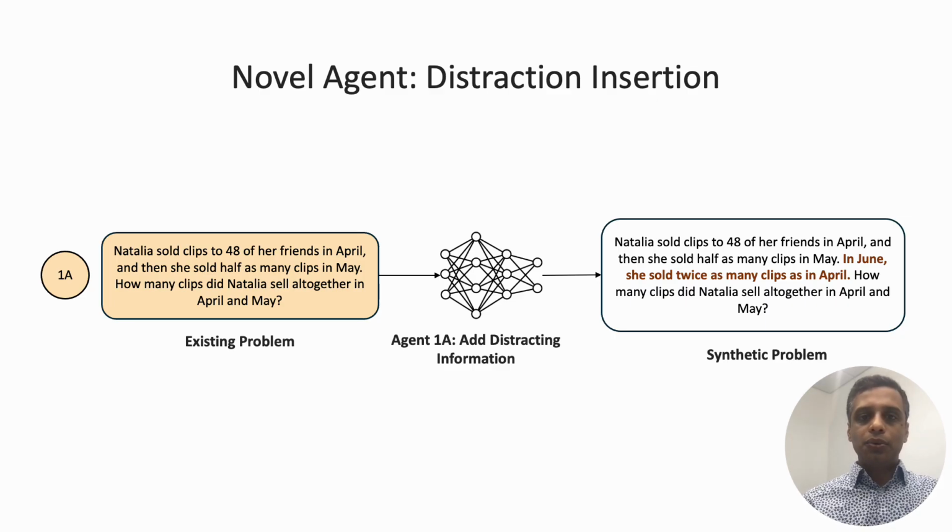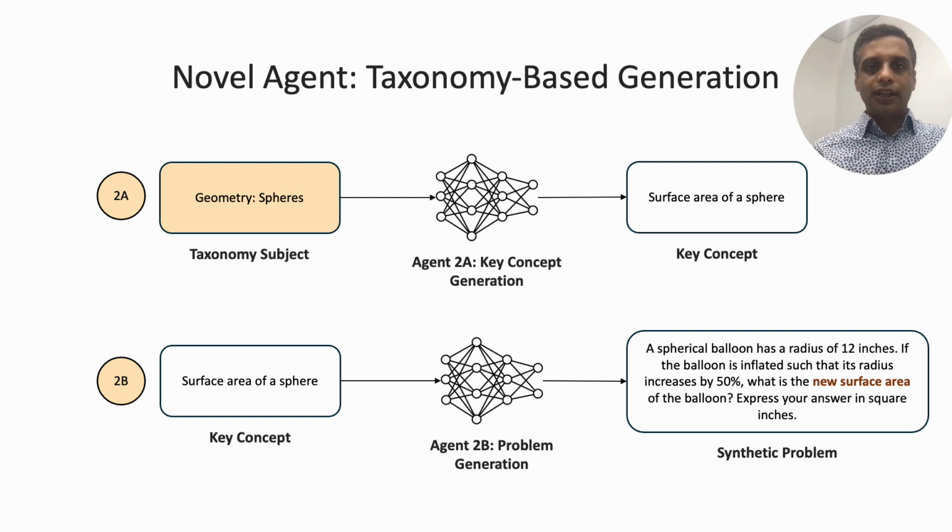Also, we define two novel data agents systematically to address model robustness and model out-of-domain performance. The first one is distraction insertion. We define a data agent which adds redundant information to existing problems, and this agent is designed to improve LLM robustness. Next, we design another agent which takes math taxonomy topics as inputs and, as a first step, generates subtopics.